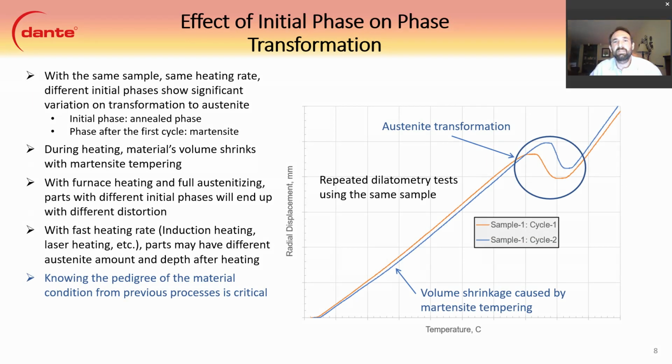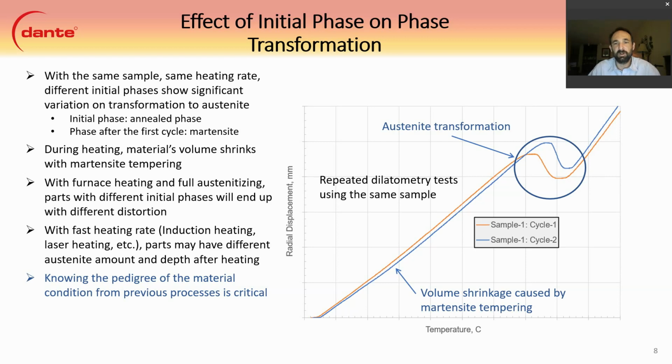Effect of initial phase on phase transformation timings. The figure on the right shows two samples being transformed to austenite in dilatometry samples. The orange line, the sample was in the annealed condition. The blue sample was a rerun of the first sample after quenching it with a fairly severe quench rate to obtain near 100% martensite structure.